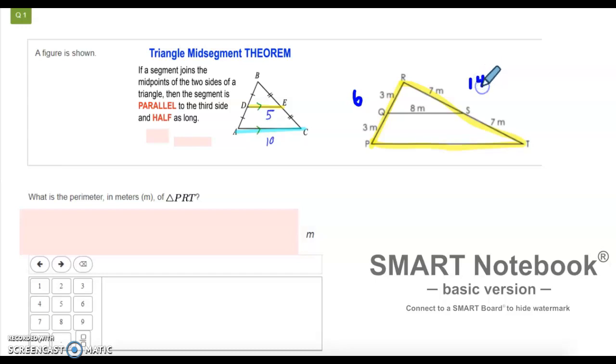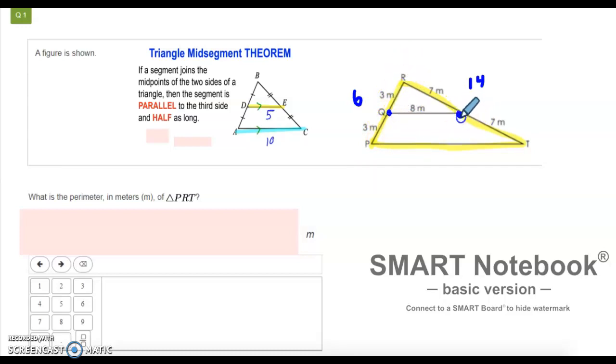The tricky part here is figuring out what is the length of PT. And so to do this, we have to remember what a midsegment is and rely on our prior knowledge of the triangle midsegment theorem. So if you look at point Q, we can say that point Q is the midpoint of side PR because it divides side PR into two congruent pieces, PQ and QR.